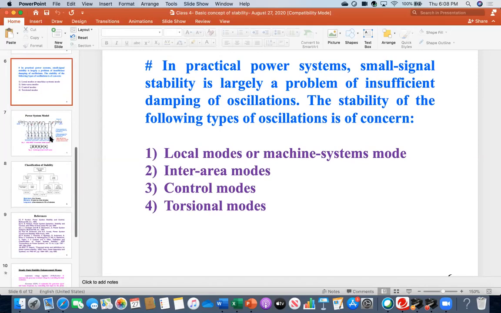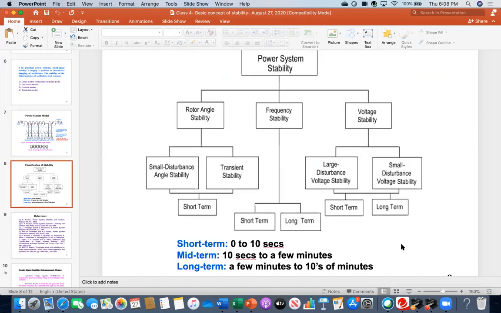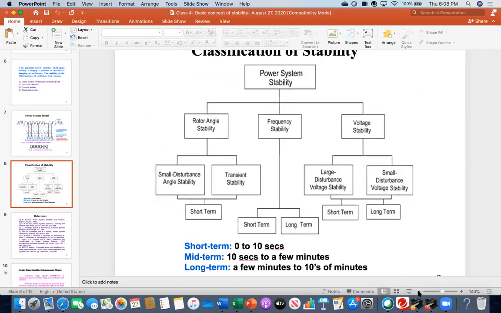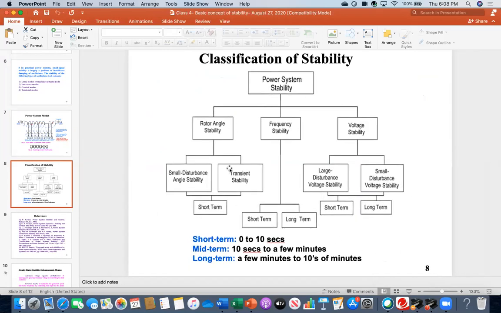Ali, thank you. So now here in this slide, I am summarizing the classification of stability. First is power system stability. Now it is of three types. One is frequency stability, another is voltage stability, and third is rotor angle stability. And rotor angle stability is of two types. One is called transient stability, the other is called small disturbance or small signal angle stability. And you see, I have written short term.